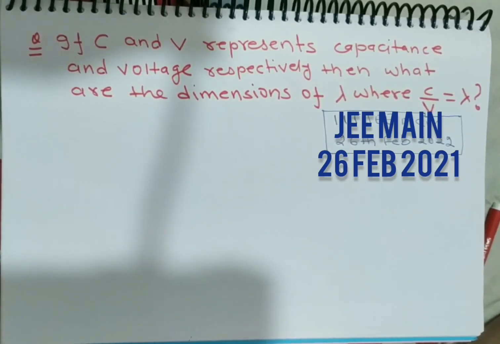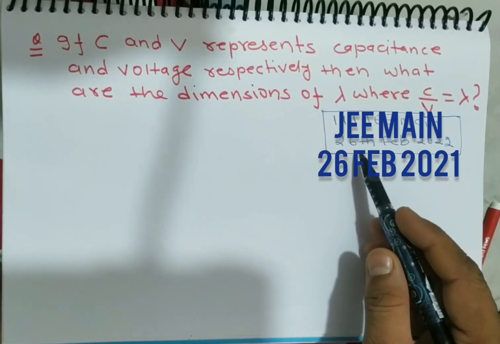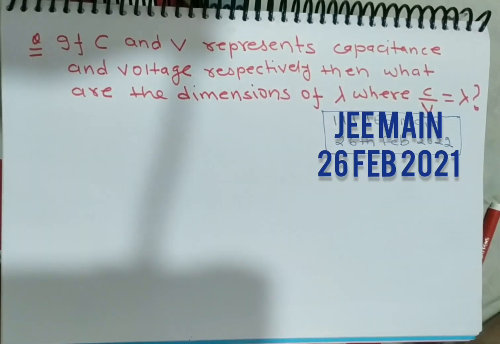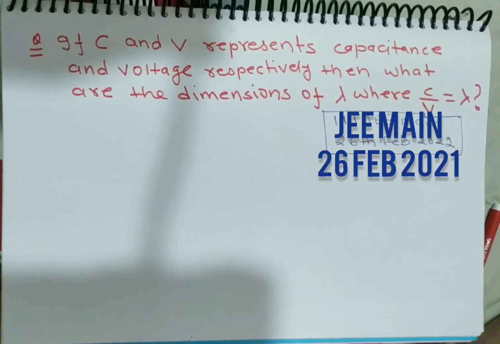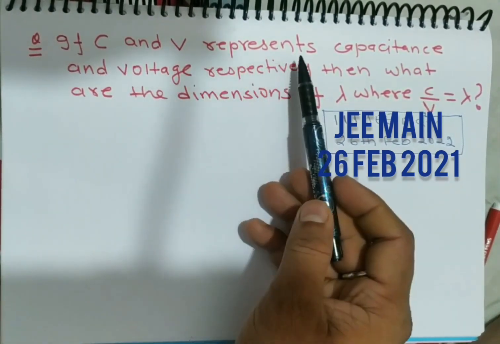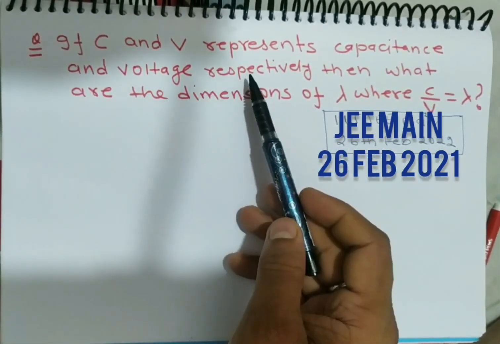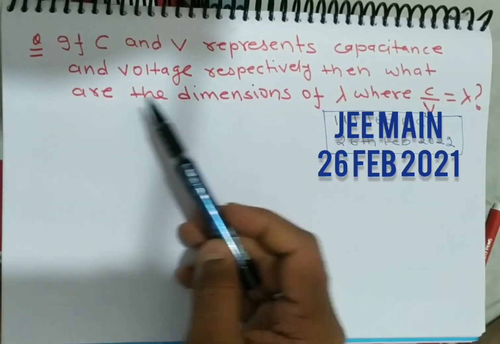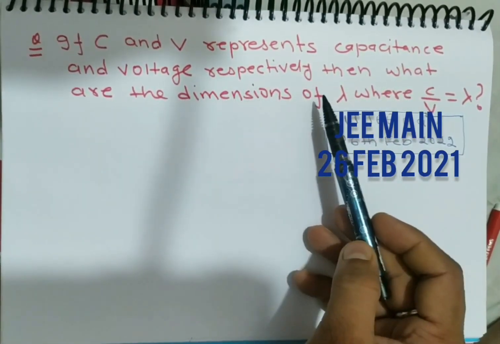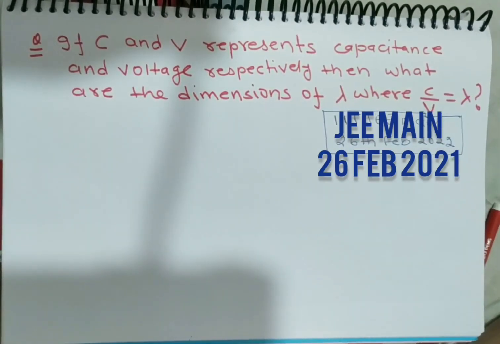Today let's discuss a question of IITJEE Main that was asked on 26th Feb 2022. The question is: if C and V represent capacitance and voltage respectively, then what are the dimensions of lambda, where lambda equals C upon V?